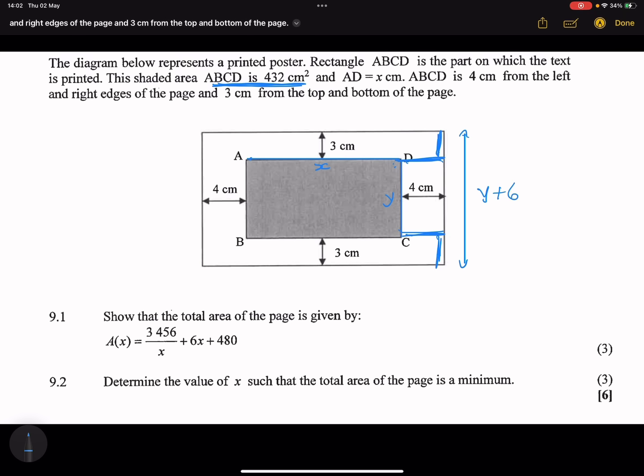Whereas, if I call this x, there's our x value here. All right, and between our x's, I've got 4 and 4. Apologies about that. So I've got 4 and 4. So in this case, which means that x times y, the shaded area, you remember they told us, right, is equal to 432.